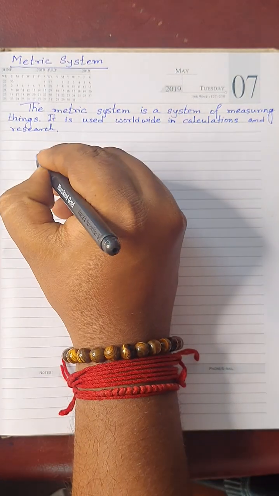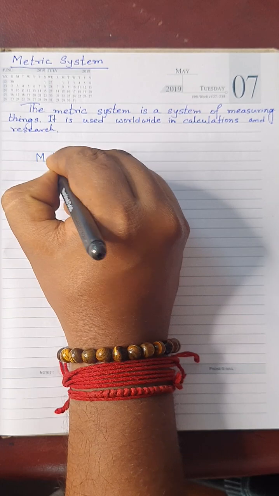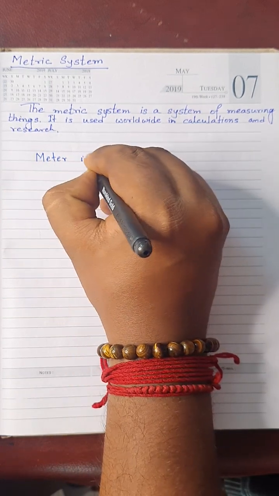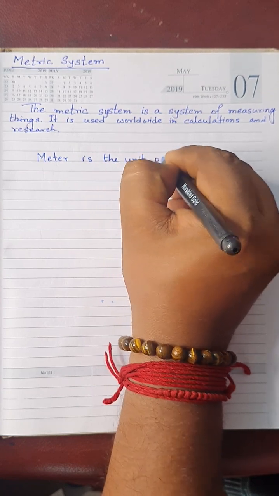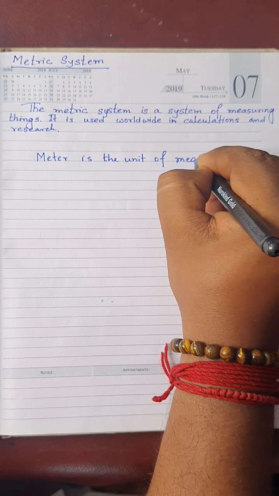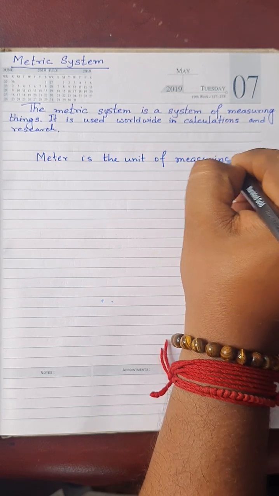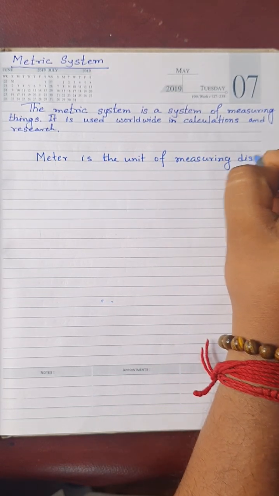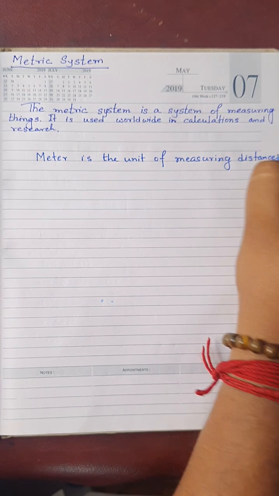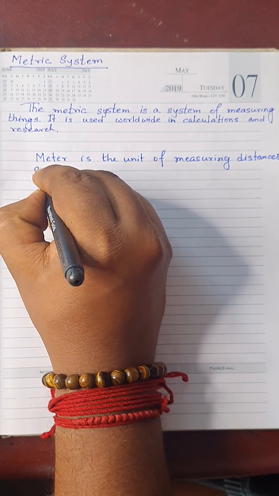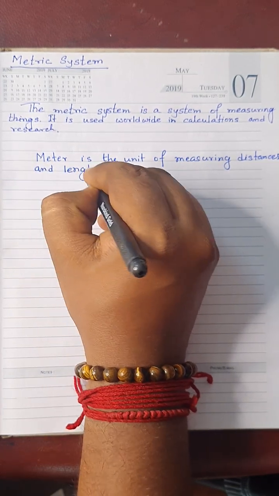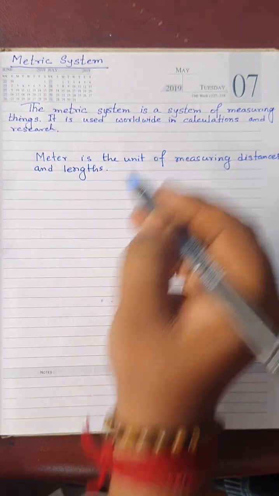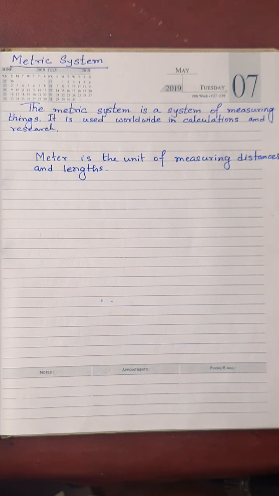You know, meter. Meter is the unit of measuring what? Measuring distances and lengths. We use this unit in our daily life.